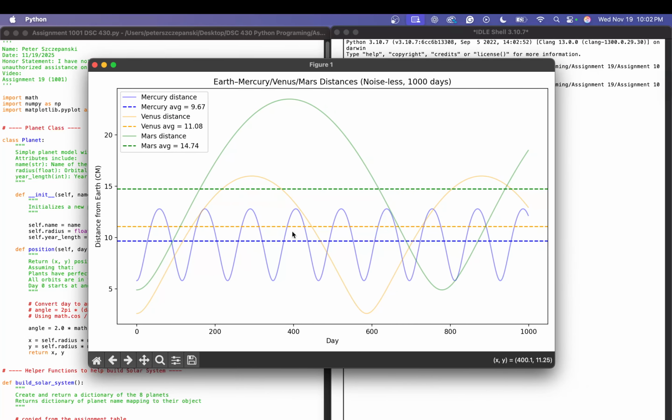Okay, so as you can see here, here's one of the outputs. Here's a graph and a legend. The distance between Earth versus Mercury, Venus, and Mars, without any noise or randomness, and it's the average of 1,000 days. As you can see here, the green line represents Mars, the dashed line represents the average, and so on for all the other planets. Mars gets the farthest and has the highest angle, while Mercury stays really consistent and the closest. And you can tell by the averages that Mercury is the closest.